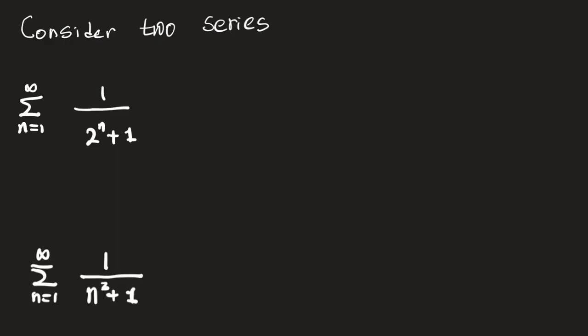Before I introduce the comparison test, let's think about two series. The first one is right here. Look at the denominator, 2^n plus 1. It doesn't look familiar, but when you see this series, it looks like this one with the 1 removed. So we think about the series 1 over 2^n. We already know this series is going to converge.